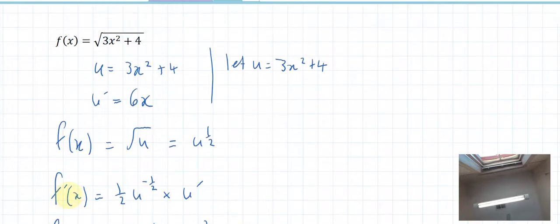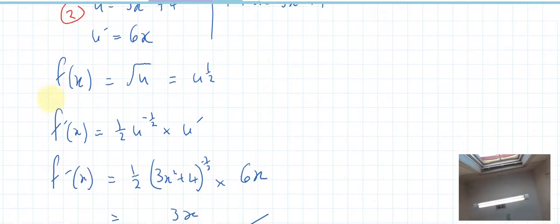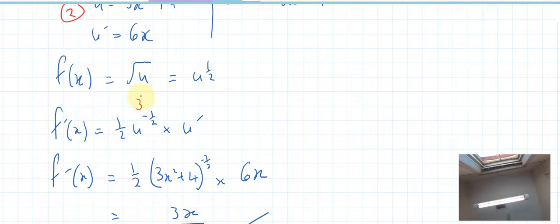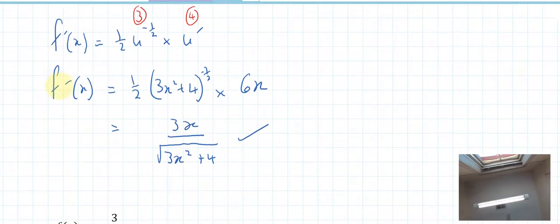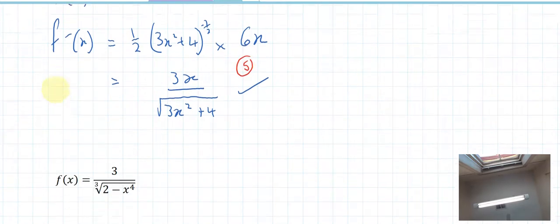So, going through the steps. First, find what u is. Second, differentiate it. Third, differentiate the outer multiplied by the inner, make the substitution, tidy up. They're the steps you should go through. If you feel like running the steps down, go for it.